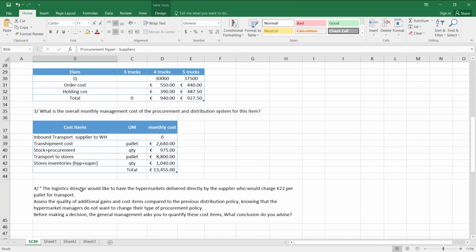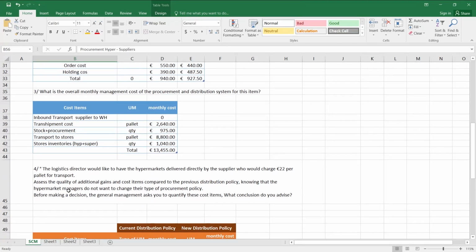Here basically the logistics director would like to have the hypermarkets delivered directly by the supplier, who would charge 22 euro per pallet for transport, and we are required to assess the quality of additional gains and cost items compared to the previous distribution policy, knowing that the hypermarket managers do not want to change their type of procurement policy, which means that they want to stick with the same calendar procurement policy, which means basically that they will replenish their inventories twice per month.